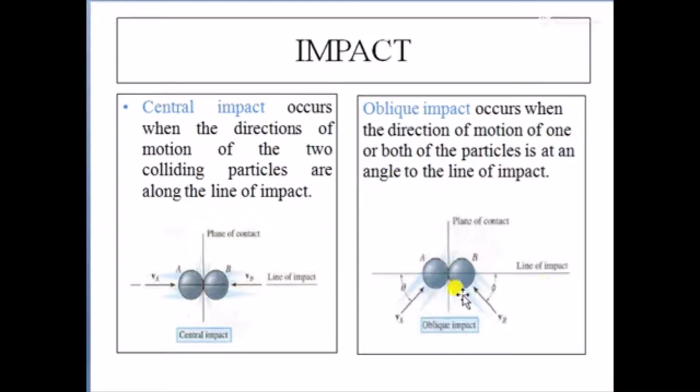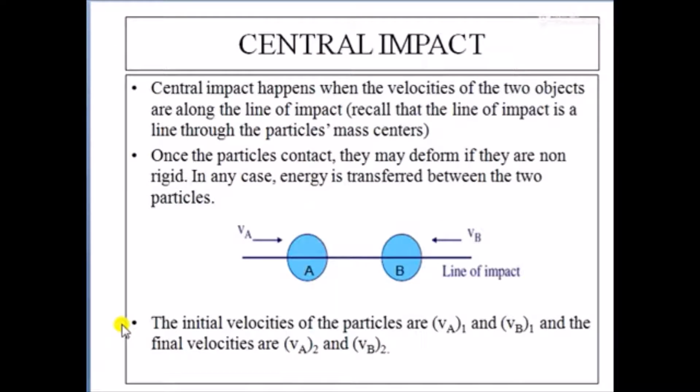So you can see these directions make an angle theta here and phi here with the line of impact. A very good example of this is a car or a truck hitting a small vehicle like a motorcycle from one of its corners. Since today's discussion is in relation with central impact, I am going to proceed in this direction for the further discussion. Central impact occurs when the velocities of two objects are along the line of impact, as I have discussed before.